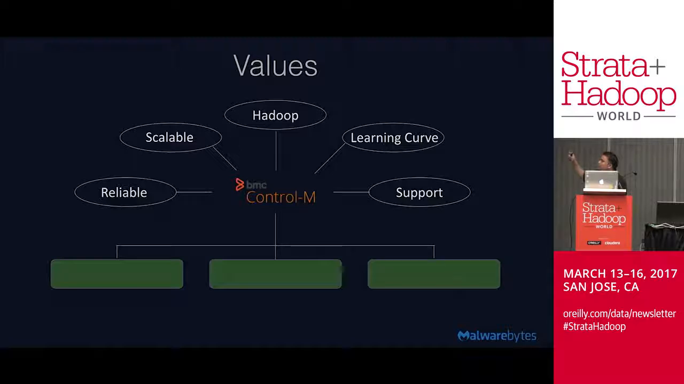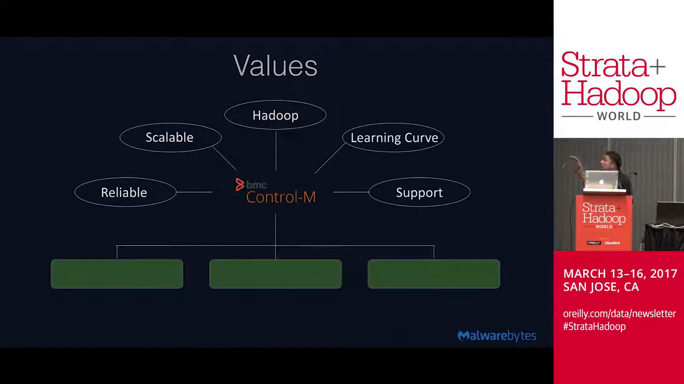I put learning curve as a value primarily because we didn't want engineers spending weeks and weeks trying to get comfortable with the tool just for workload automation. It was very easy for us. It took us a day or two to hit the ground running and about a week to get comfortable with it.